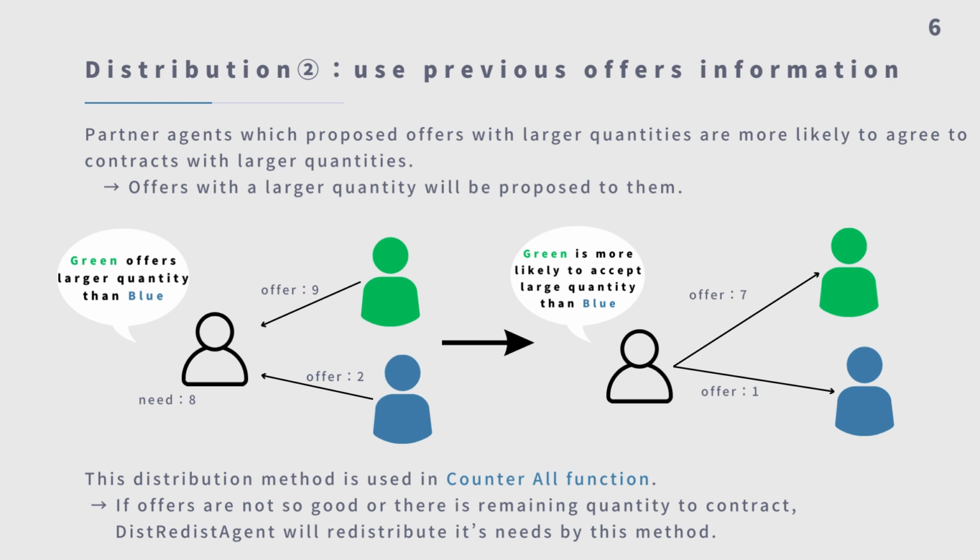Also, this distribution method is used in counter function. If offers are not so good or there is remaining quantity to contract, my agent will redistribute its needs by this method.